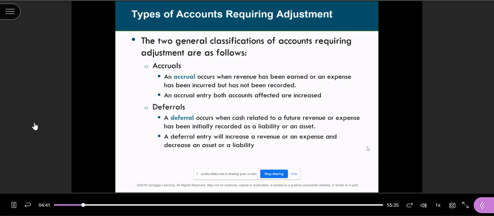So in an accrual entry, both accounts that are affected are going to be increased. So we know that from chapter 2, every journal entry has to affect at least 2 accounts. In this chapter, that does not change. And in this case, both of the accounts that are going to be affected are going to be increasing. So that's something to keep in mind.